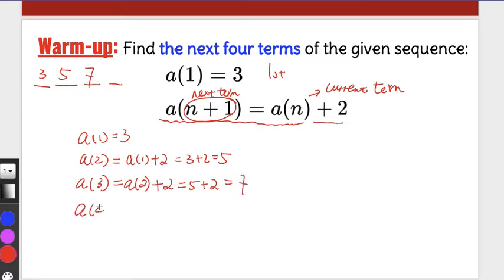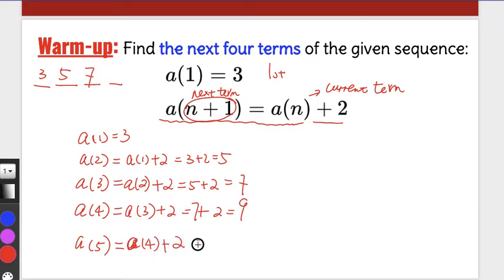So we continue, and it's going to be A3 to get the next term, so 7 plus 2, which is 9. And A5, remember, next 4 terms. So after the first one, 1, 2, 3, 4. So it's going to be this.